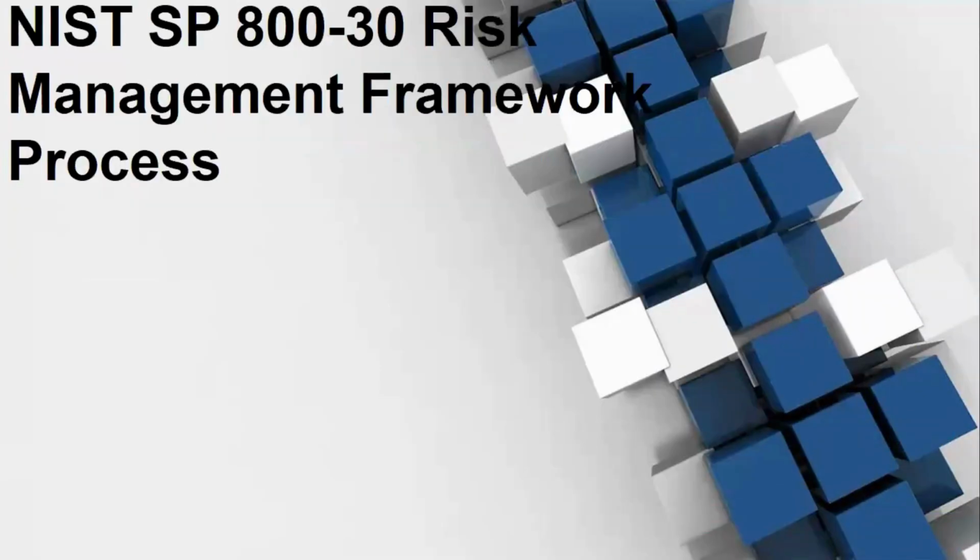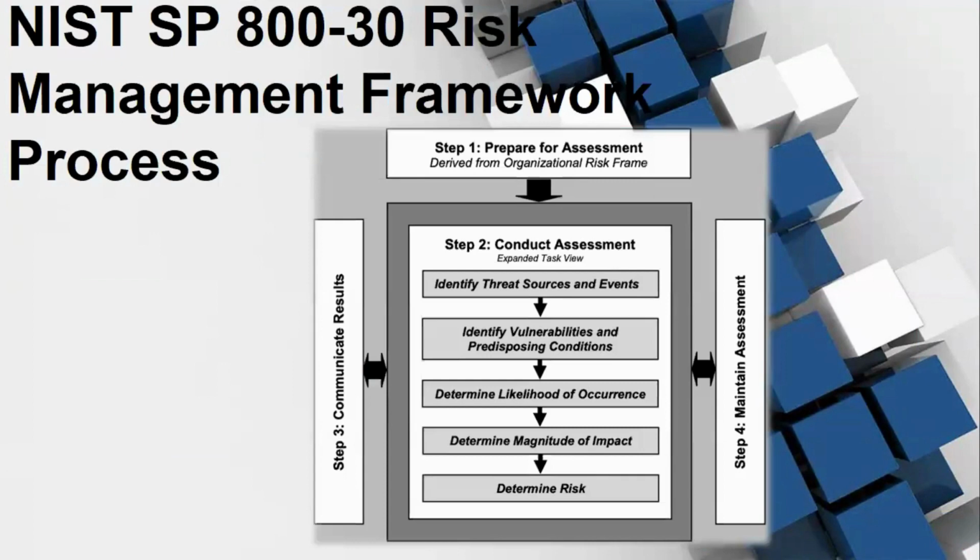The NIST SP 800-30 risk management process is a well-known risk management framework that is used within a number of organizations. So very important is the fact that this process starts with planning or preparing for the assessment. This step involves establishing the scope of the risk assessment, identifying your stakeholders, and developing a risk assessment plan, followed by your risk identification.